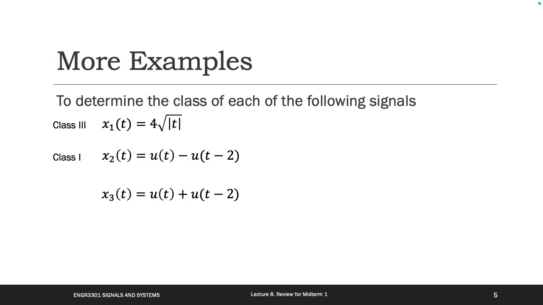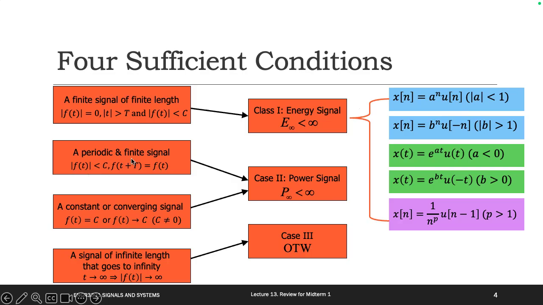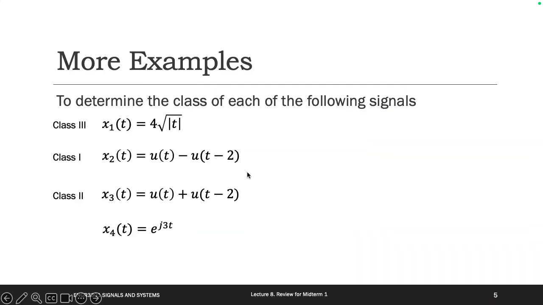Which type? Yeah, class 2, because you can see it is like a constant or convergent signal. It will converge to 2. Okay, so this is class 2. How about this one? Here is a sine. Yeah, it is a periodic signal, so class 2. Almost all periodic signals will belong to type 2. Okay, how about this one?